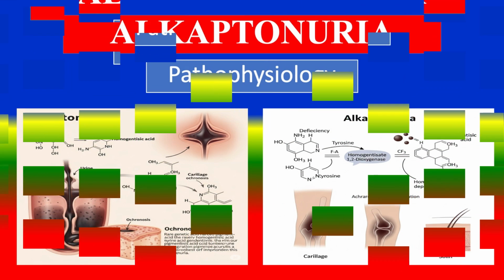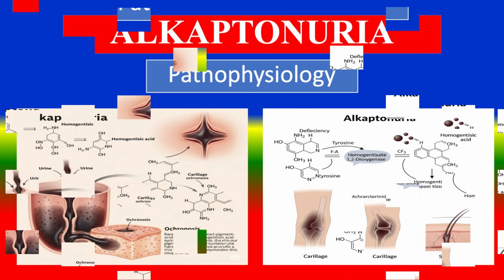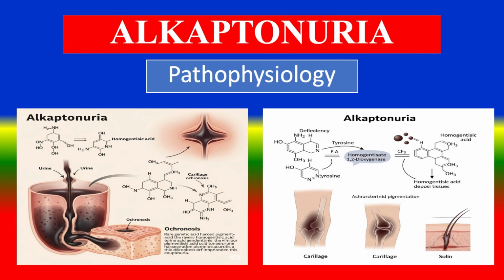Alkaptonuria is a rare inherited metabolic disorder caused by a deficiency of the enzyme homogentisate 1,2-dioxygenase (HGD), which is involved in the breakdown of tyrosine and phenylalanine. Here is the step-by-step pathophysiology of alkaptonuria.